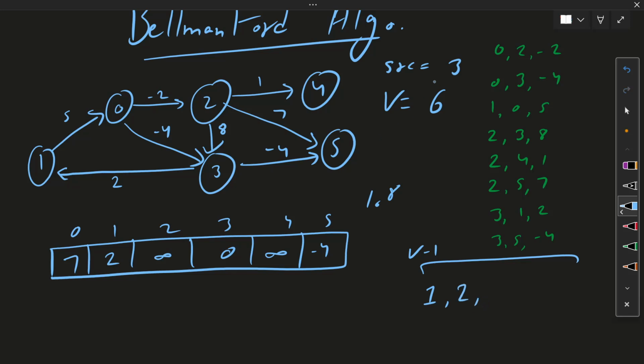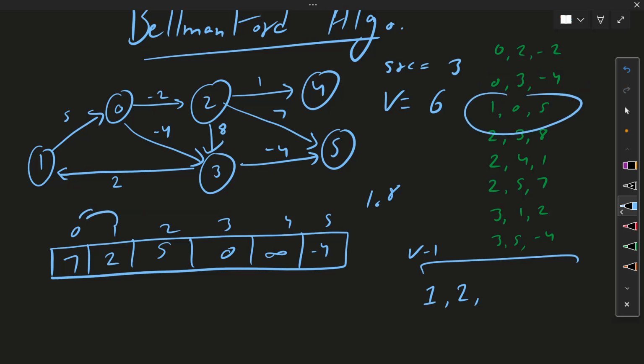Let's do it for one more time. 0 to 2. To reach 0, we have to take 7. Then to reach 2, we have to take minus 2 cost also. So the total cost will be 5. So we have to take 5. Then we have 0 to 3. We have minus 4 cost. Then to reach 0, we have 7 cost. The total cost will be 3. But the minimum value is there, so we will not update our 3.